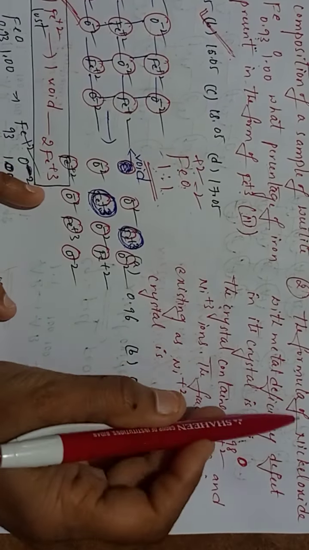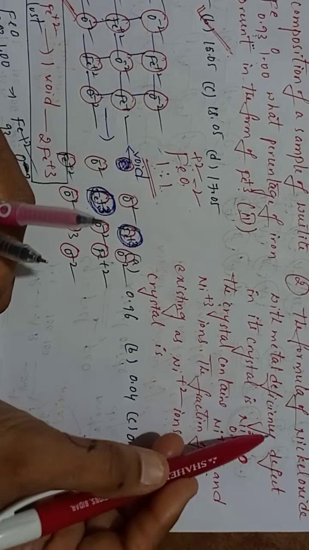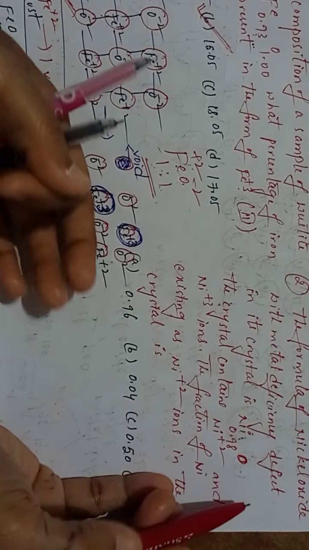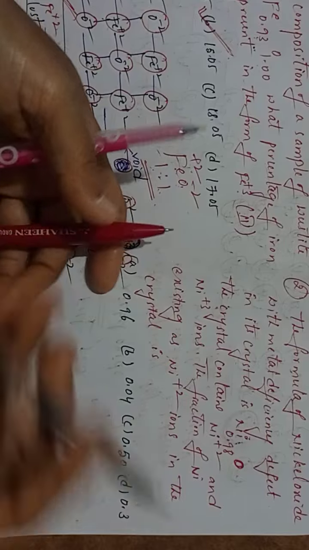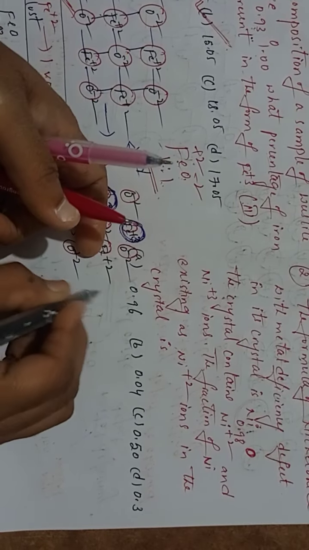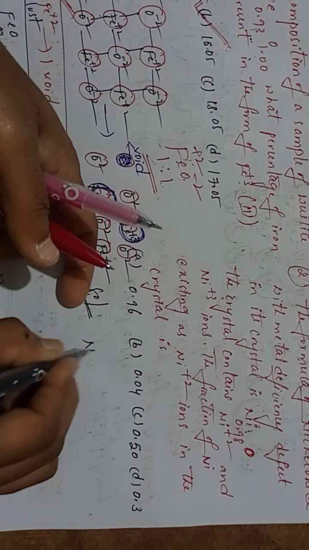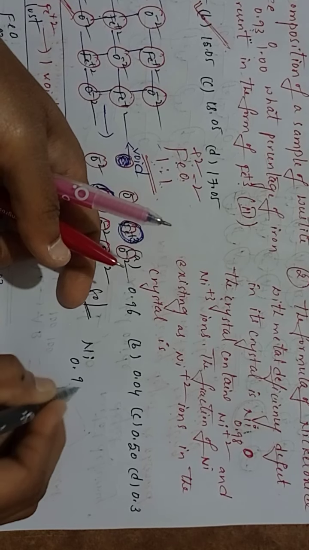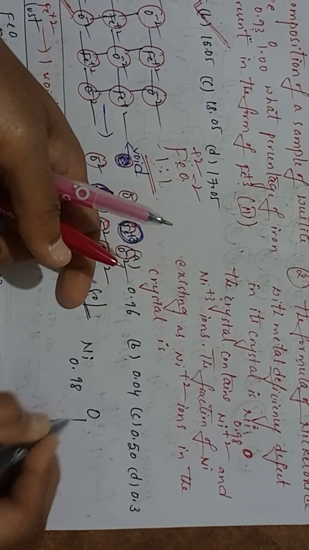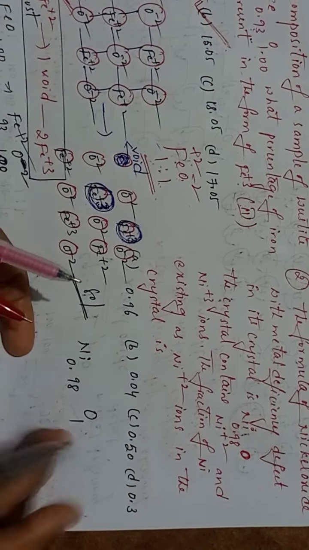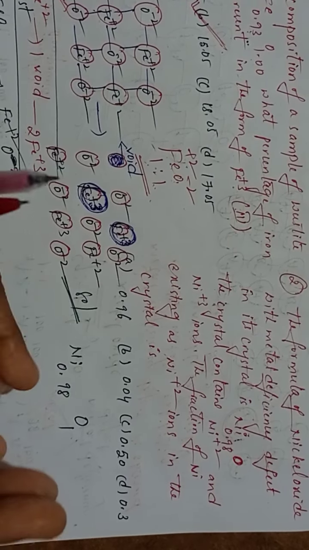See here, the formula of nickel oxide with metal deficiency defect in its crystal. What is given, students? Nickel 0.98 given, oxygen 1 given. Are you following? Both are not in the same ratio, correct?